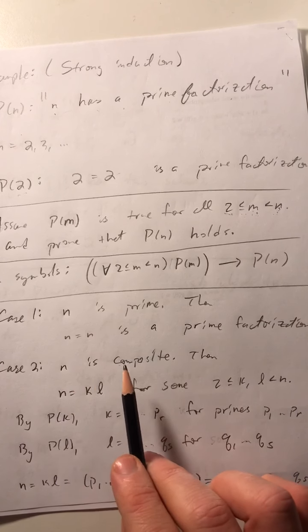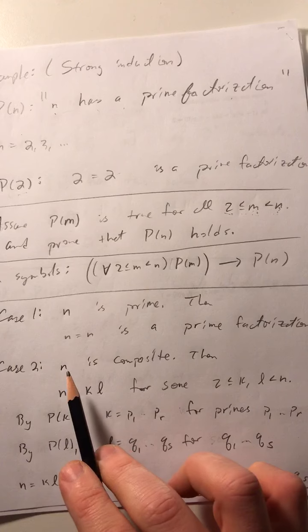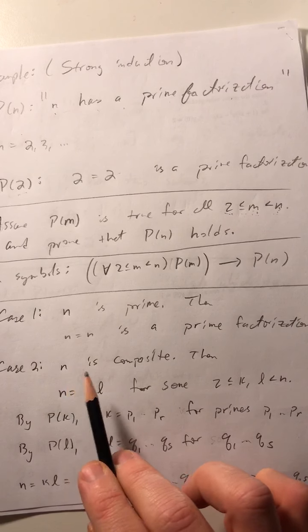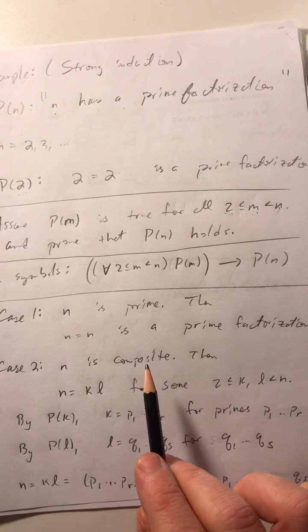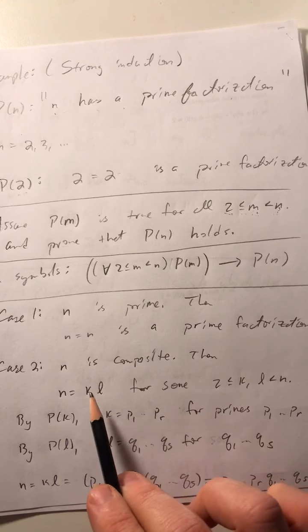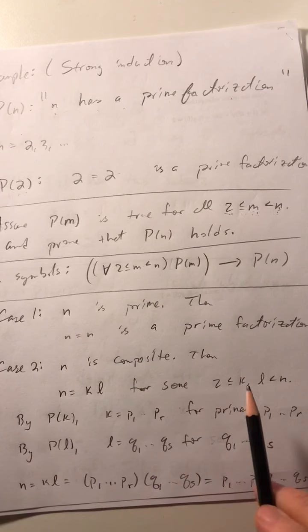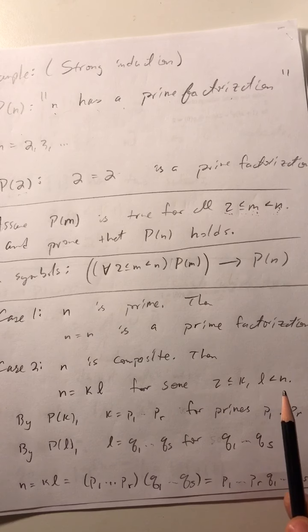A positive integer that's not 1 and not a prime is called a composite. So if it's a composite, then it's the product of some smaller numbers, right? So if it's not prime, then we can write it as the product of two smaller integers. Those integers have to be between 2 and n.